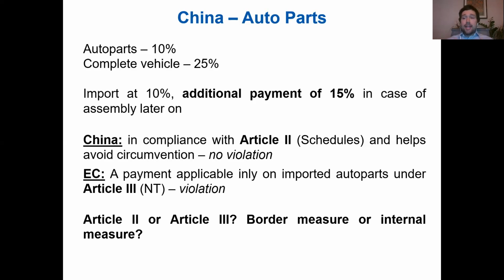And it is essential to understand this difference, because unless you understand what is the nature of the measure, you do not really know which rules shall apply. Because with respect to border measures, Article 2 will be applicable and schedules. And with respect to internal measures, Article 3 will apply. And you see that they bring us to opposite conclusions.